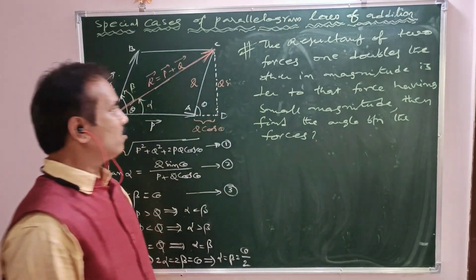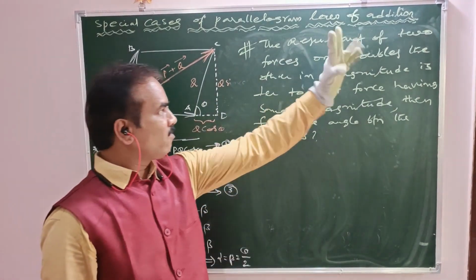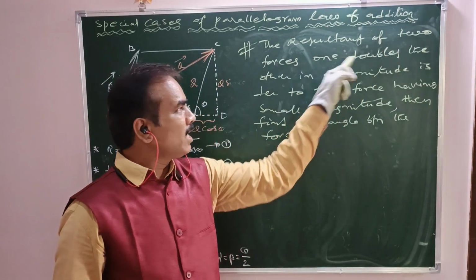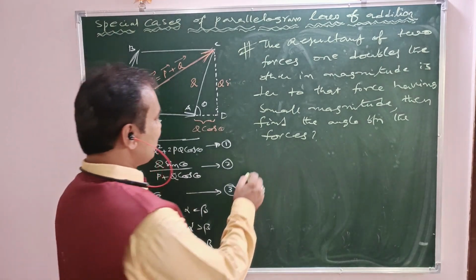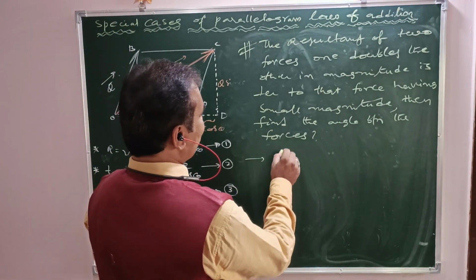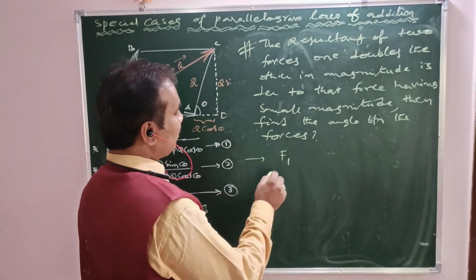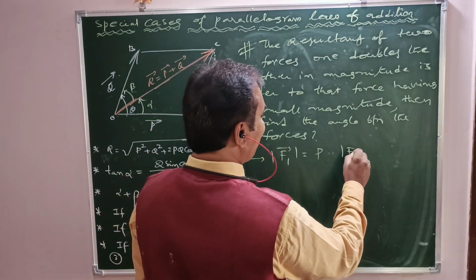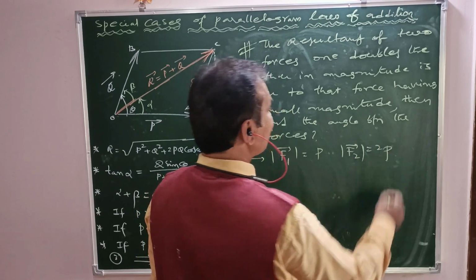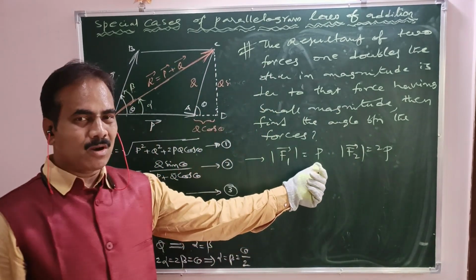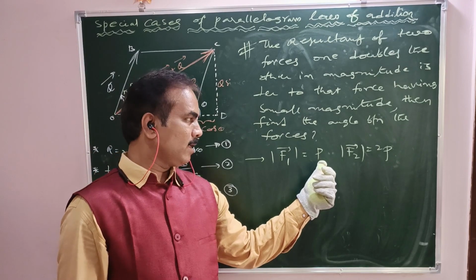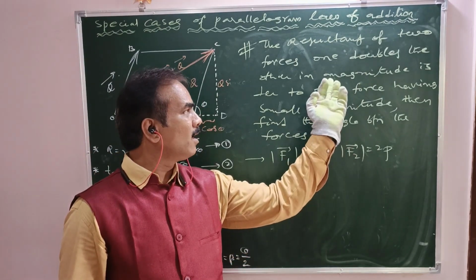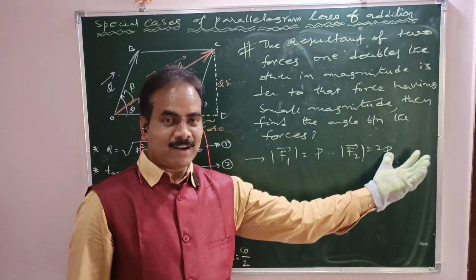Find the angle between the forces. See here, resultant of two forces. Here we have two parent vectors, means two forces. One is double the other in magnitude. Suppose modulus of F1 bar equals P, modulus of F2 bar equals 2P. From data, the magnitude of one force, let it be P. What is the magnitude of the other force? 2P. One force doubles the other in magnitude, that is from data.